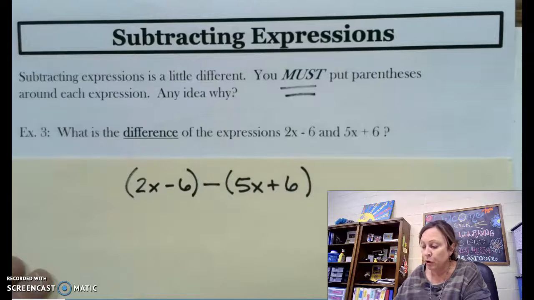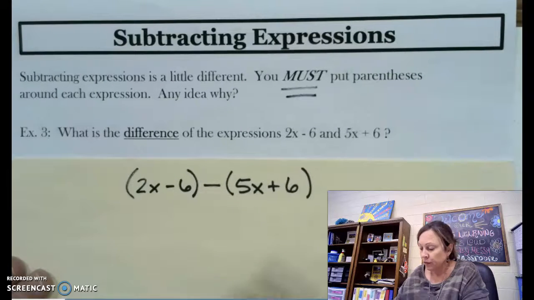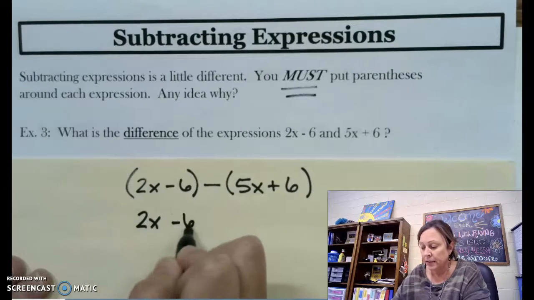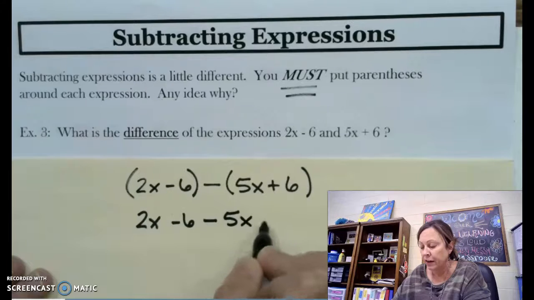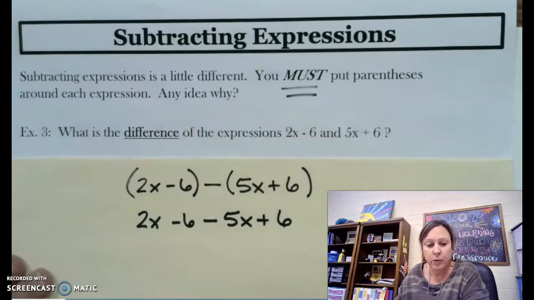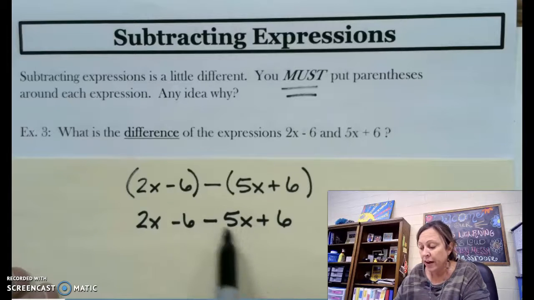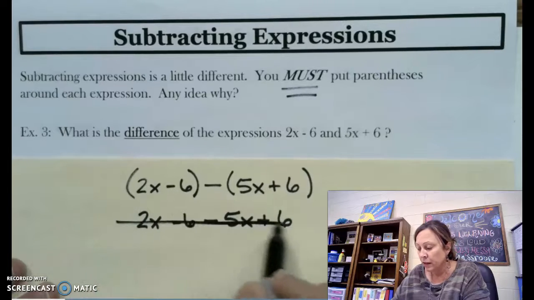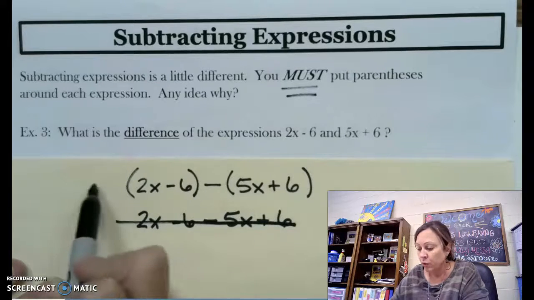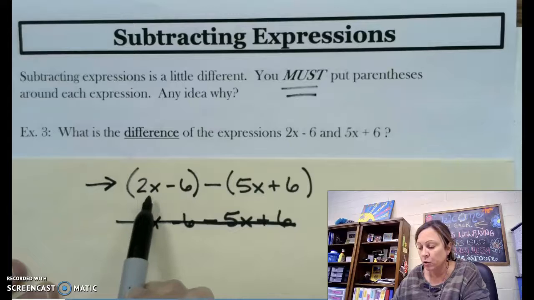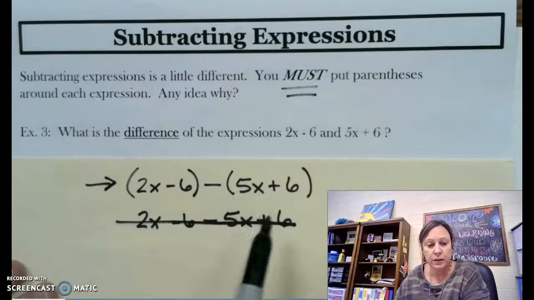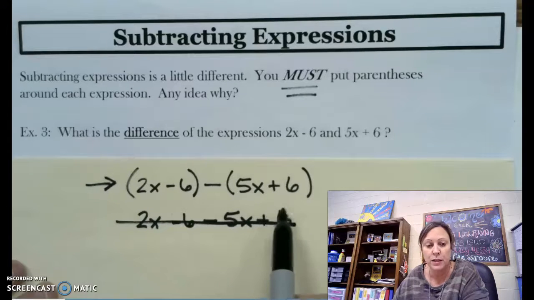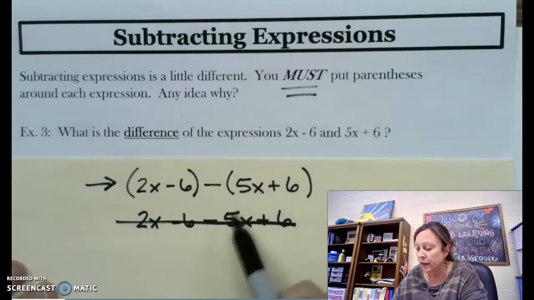If we simply wrote this as 2x minus 6 minus 5x plus 6, are we subtracting the whole group of numbers? We're not. We have it subtracting 5x, but then we're still adding 6. So this would be incorrect. We want to use our groups shown with parentheses because it shows that we are subtracting this entire group. So let's go ahead and get started.